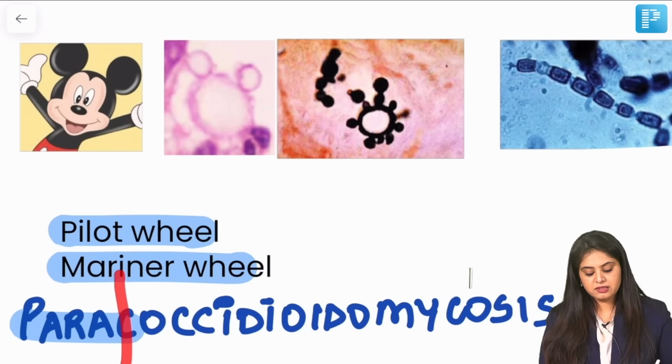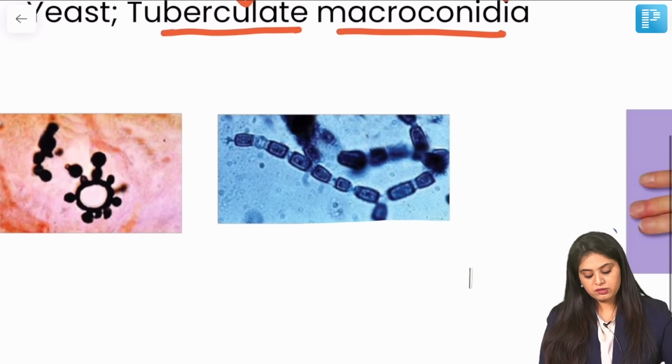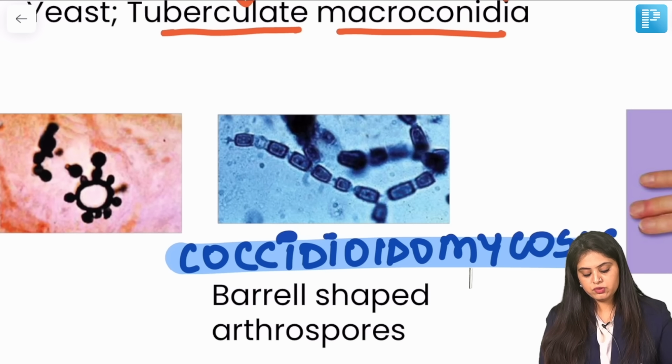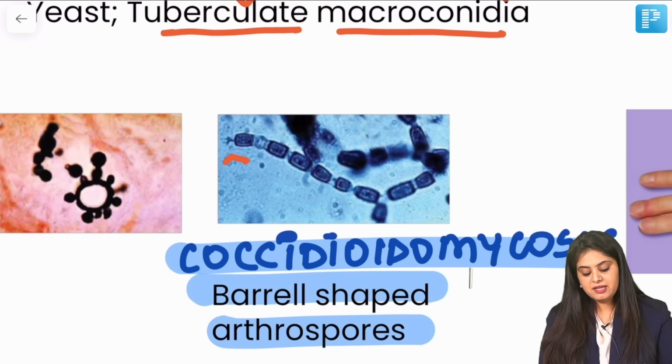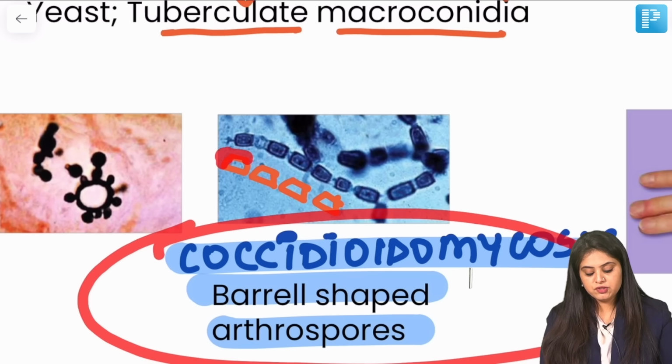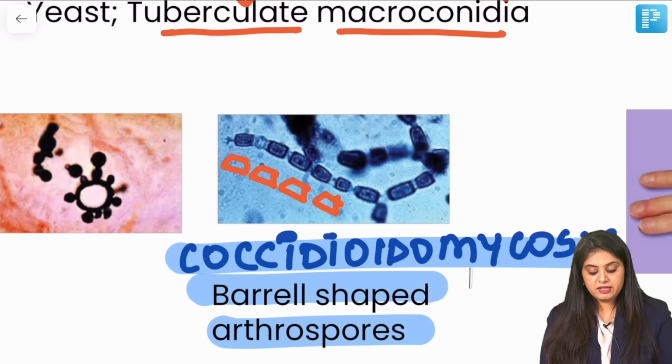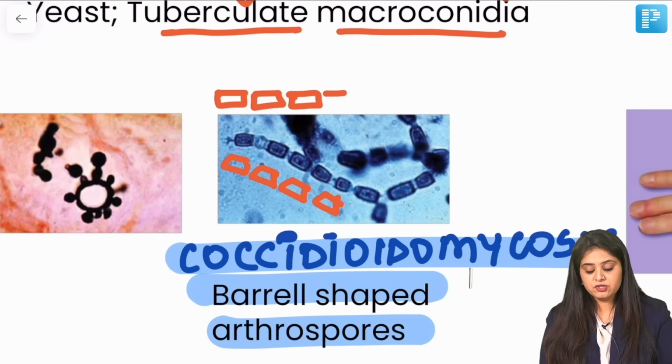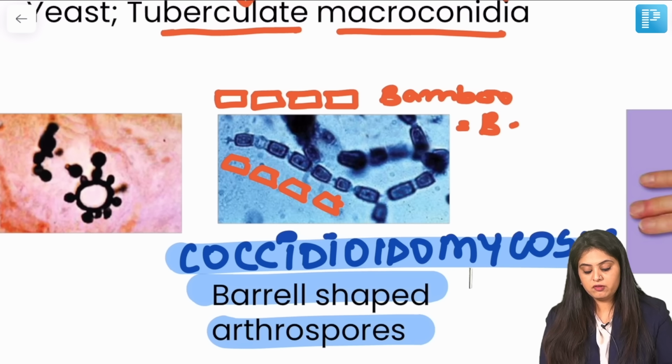paracoccidioidomycosis. If I just cut the para and I'm only left with coccidioidomycosis, that is going to show me these dabbas. What are these dabbas? Barrel shaped arthrospores. They look very similar, hence I'm telling you. If they say fungus which is looking like these dabbas, barrel shaped arthrospores, coccidio. If they would have said there is this kind of dabbas which is giving a bamboo stick appearance, then I would have thought of Bacillus anthracis like I just now taught you.